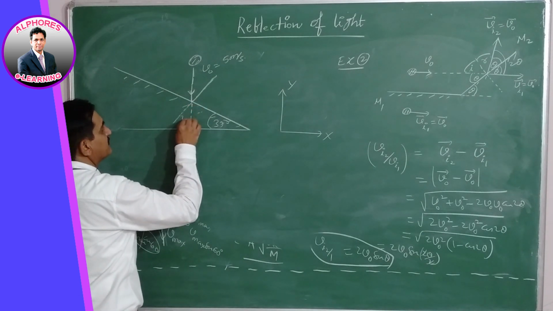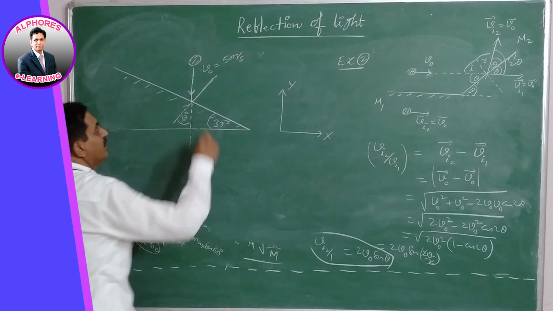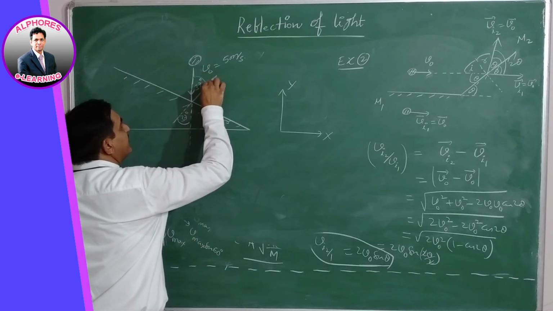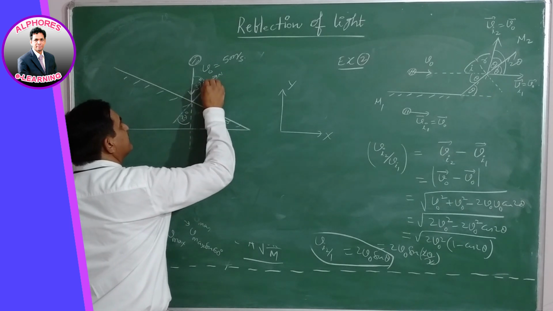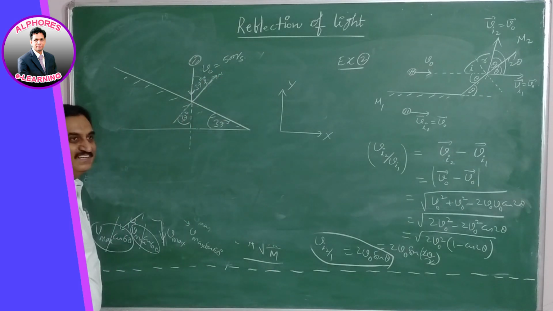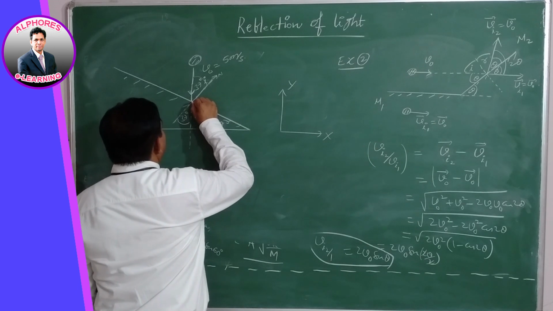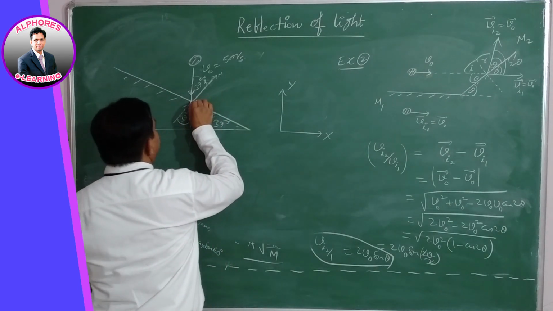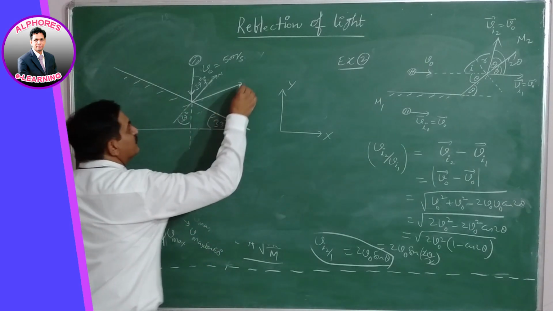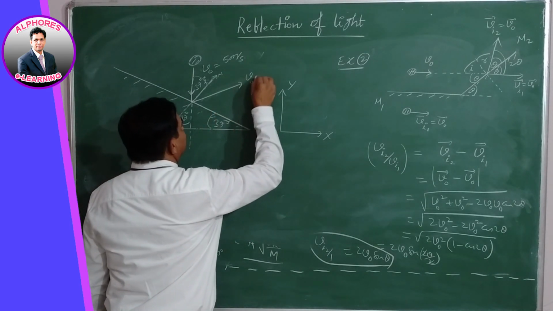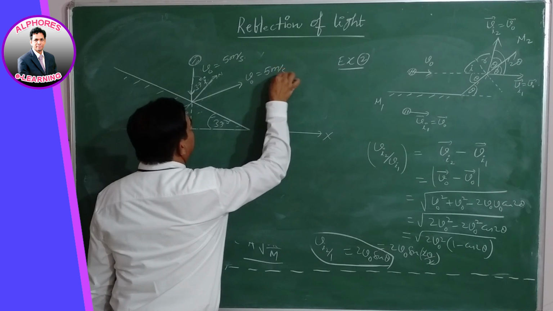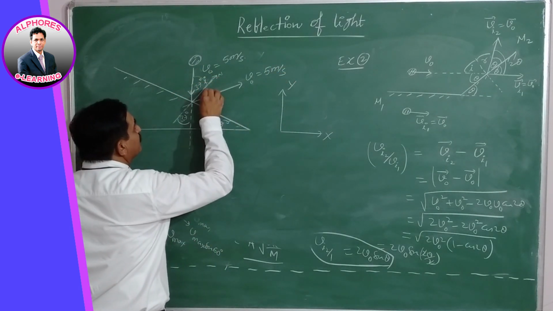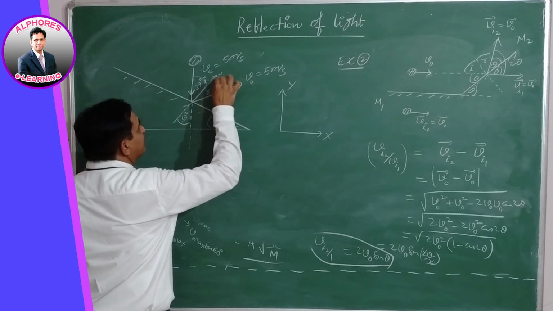Then what is this angle? 37 degree, and this is also 37 degree. So what is this angle? Indirectly this is a normal. Therefore this is the angle of incidence. Then after reflection, this is the reflected ray. So with what velocity is it moving? This is also 5 meter per second because the mirror is at rest. This is the angle of incidence 37. Angle of reflection is also 37 degree.